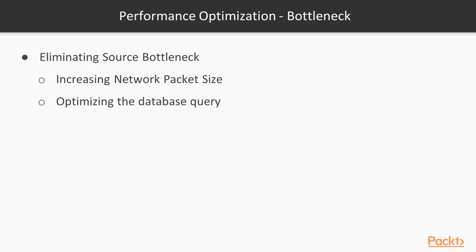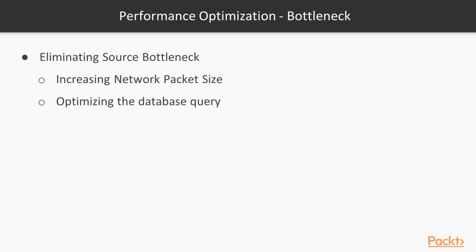Eliminating source bottleneck. There are various ways which you can optimize the source. They're discussed as follows. Increase network packet size. As discussed under eliminating target bottleneck, increasing network packet size of the table will allow greater volume of the data to pass the network at the particular instance.